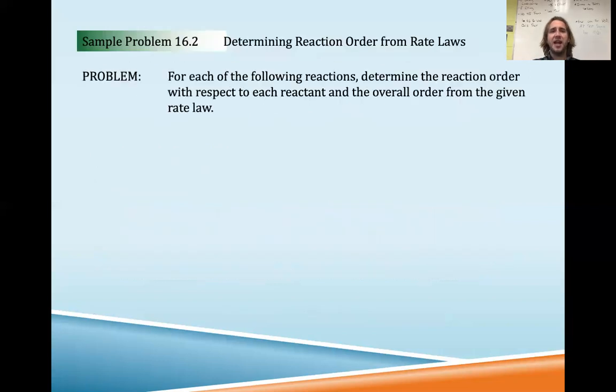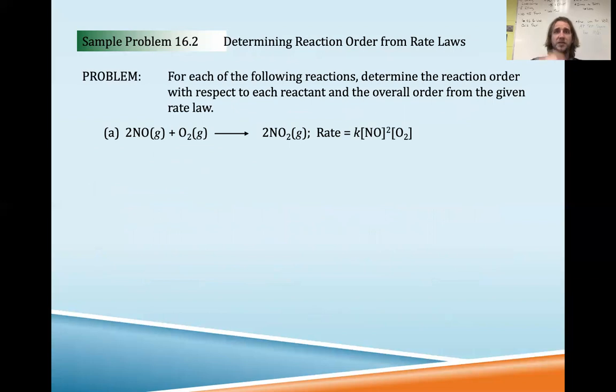Another example, just to look at: for each of the following, determine the reaction order with respect to each reactant and the overall order from the given rate law. So for this first one, we would say it's second order with respect to nitrogen monoxide, and it's first order with respect to the oxygen, and it's third order overall. Here, you try this next one, and then we'll go over it.